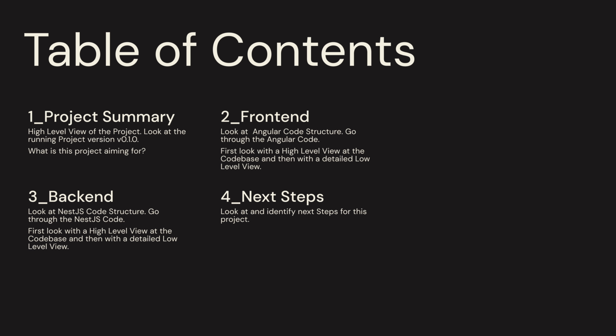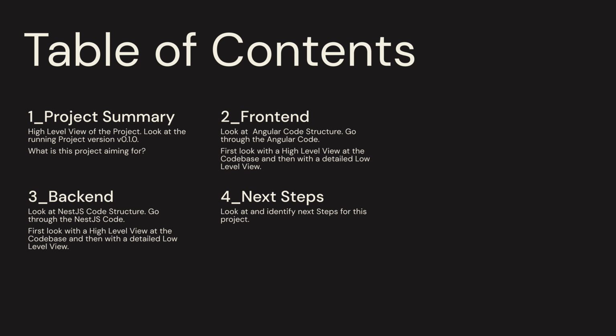Now we have a little table of contents. First we have our project summary, where we have a high-level view of the project. We look at the running project version 0.1.0. We talk about what this project is aiming for, and also look at our Docker file and Docker-compose file, because these are newly added. Then in chapter 2, we look at our front end. We look at the Angular code structure, go through the Angular code, first a little bit more high level and then more detailed.